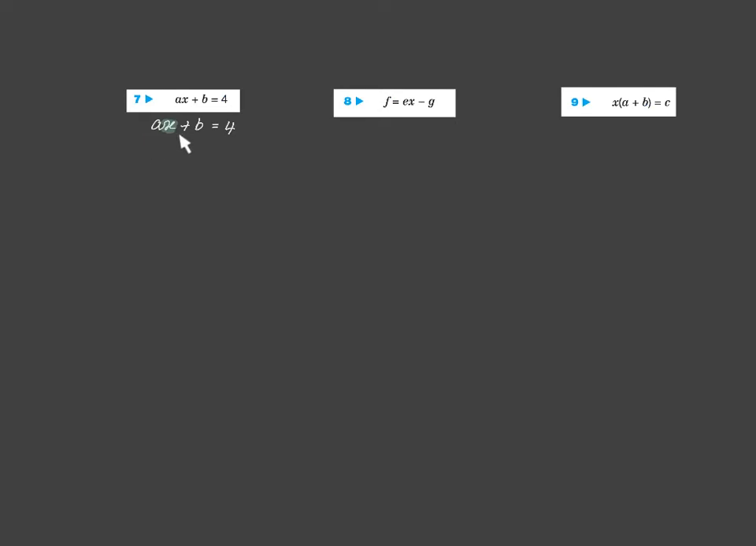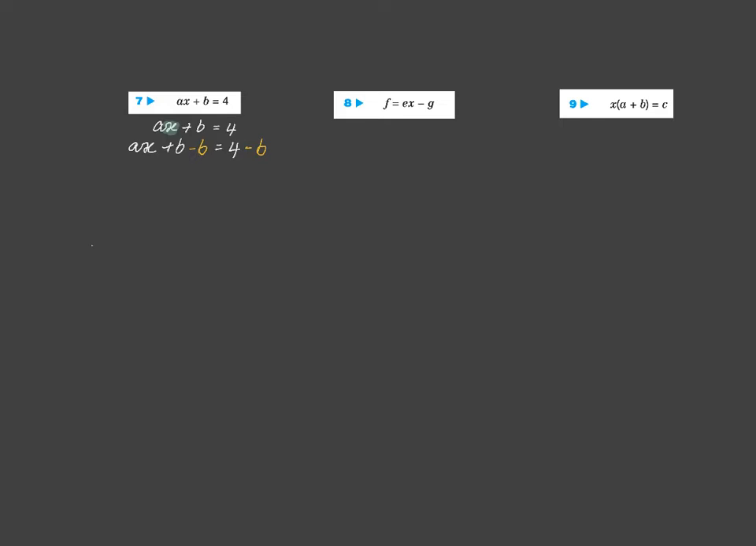Question 7 is ax plus b is equal to 4. We need to make x the subject. The first thing is to subtract b on both sides to get rid of the b. So on the left we have ax plus b minus b, and what you do to one side you do to the other, so on the right we have 4 minus b.